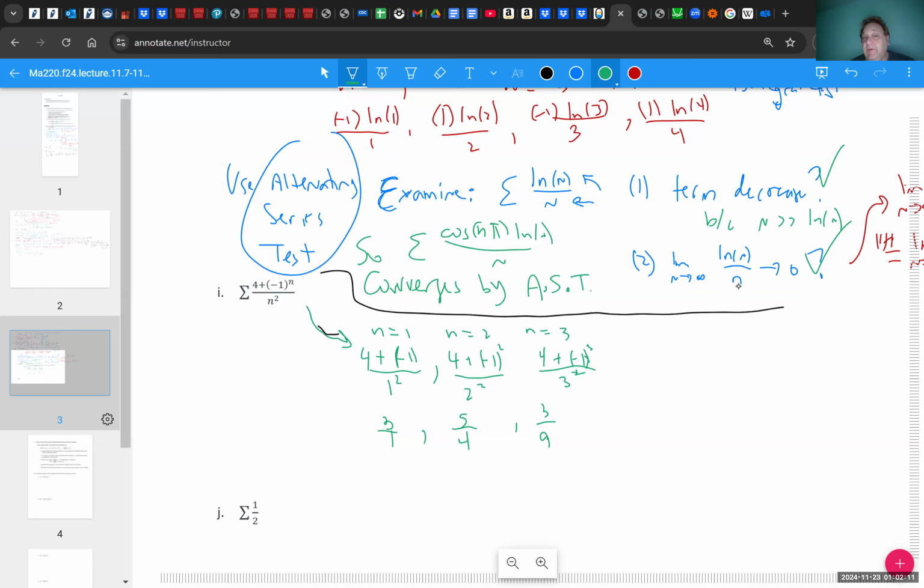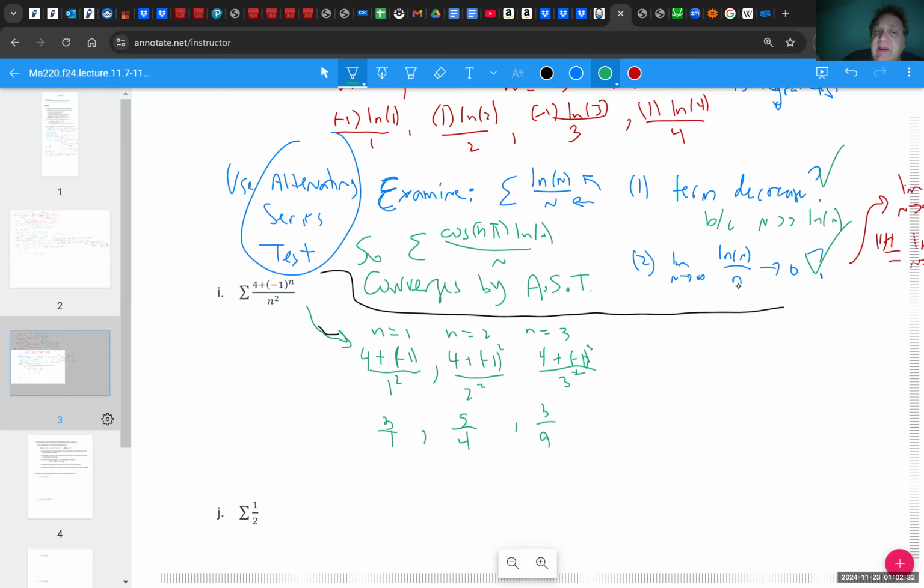So what do we do? Well, there's a couple things. If you remember before, you could just simplify this using the distributive property, making it 4 over n squared plus (-1)^n over n squared, and then test both of those series separately. That would be a good strategy. That would work quite well for this problem.